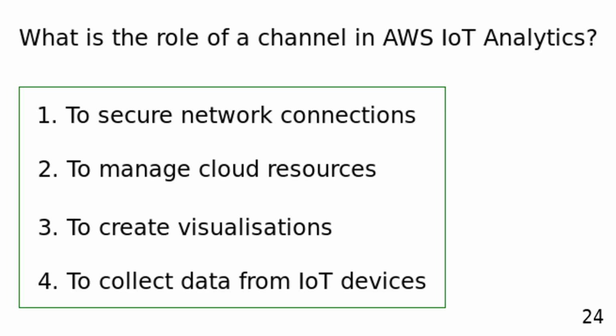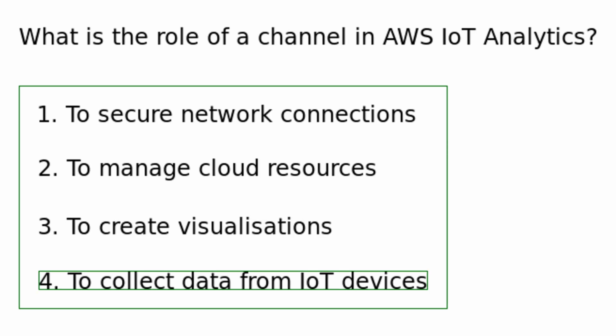What is the role of a channel in AWS IoT Analytics? To secure network connections. To manage cloud resources. To create visualizations. To collect data from IoT devices. Channels in AWS IoT Analytics are used to collect data from IoT devices.